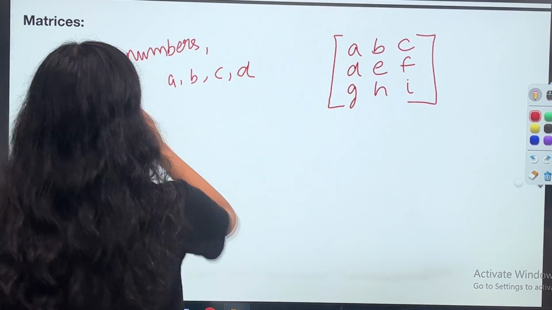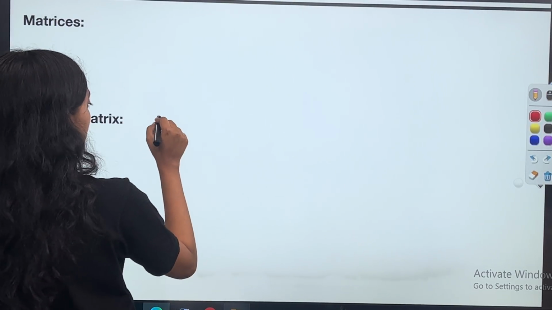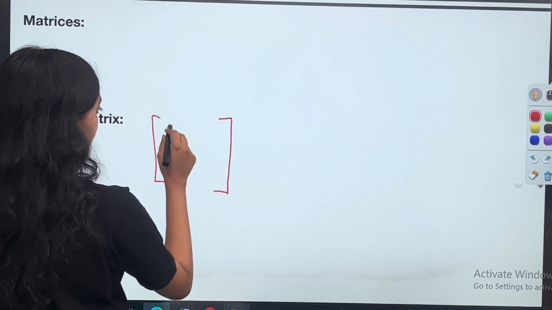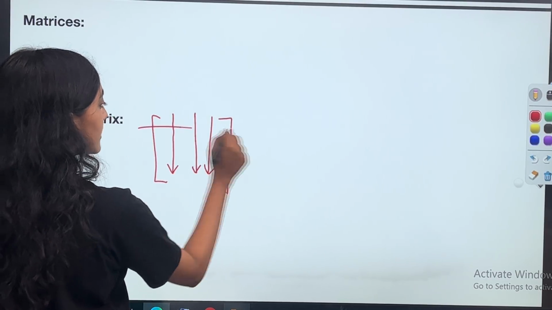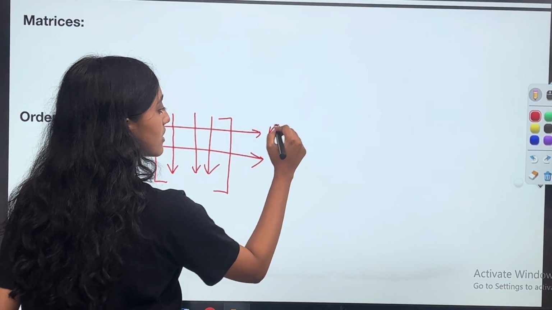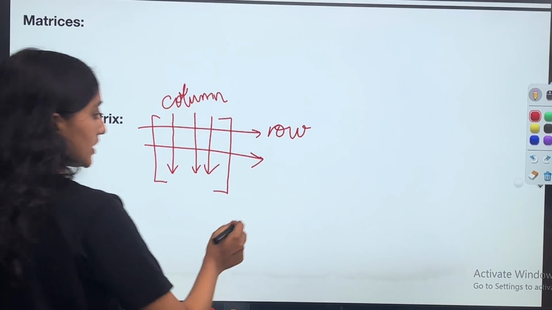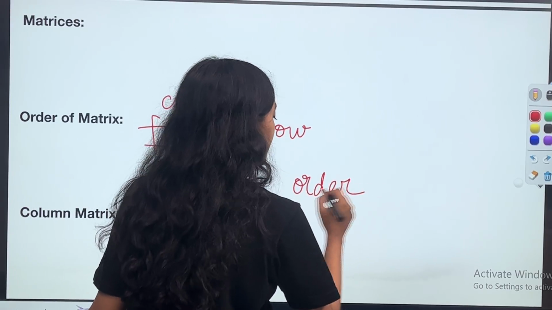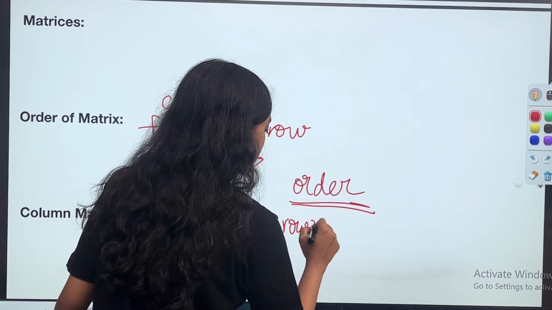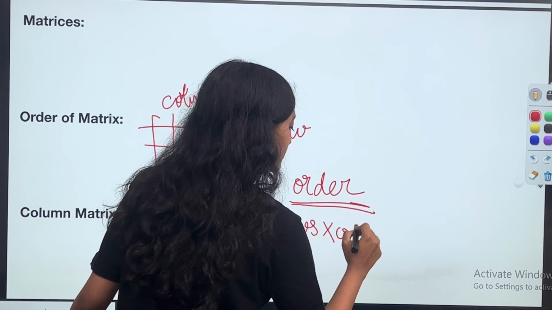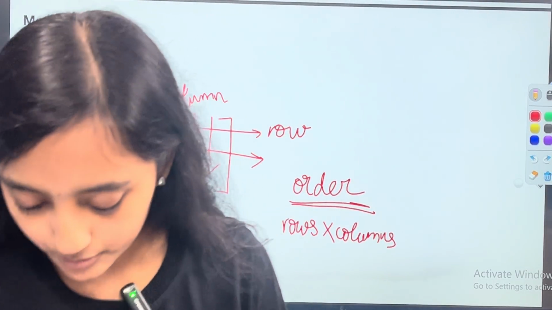Now, how do you find the order of a matrix? These are columns and these are rows. This is a row and this is a column. Whenever you write the order of a matrix, it is always written as number of rows into number of columns.